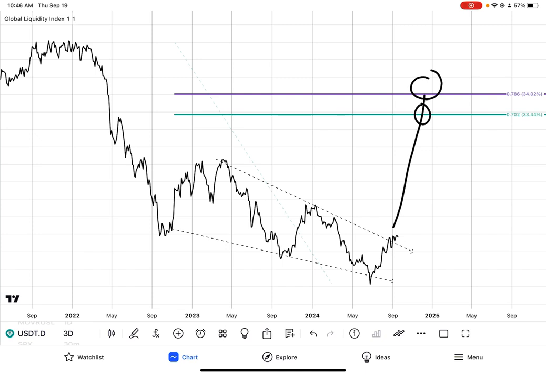DXY is down. USDT dominance is down, and the U.S. stock market is up. Those are the three biggest catalysts for a very explosive run going into the end of the year.